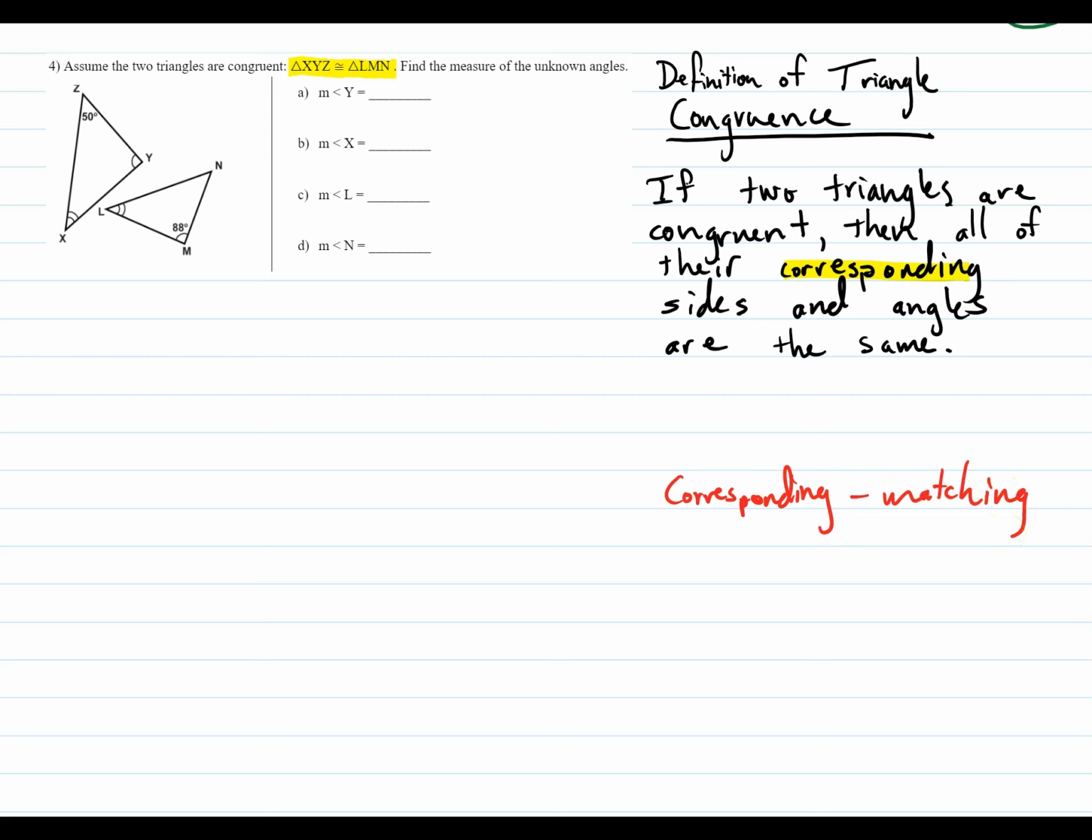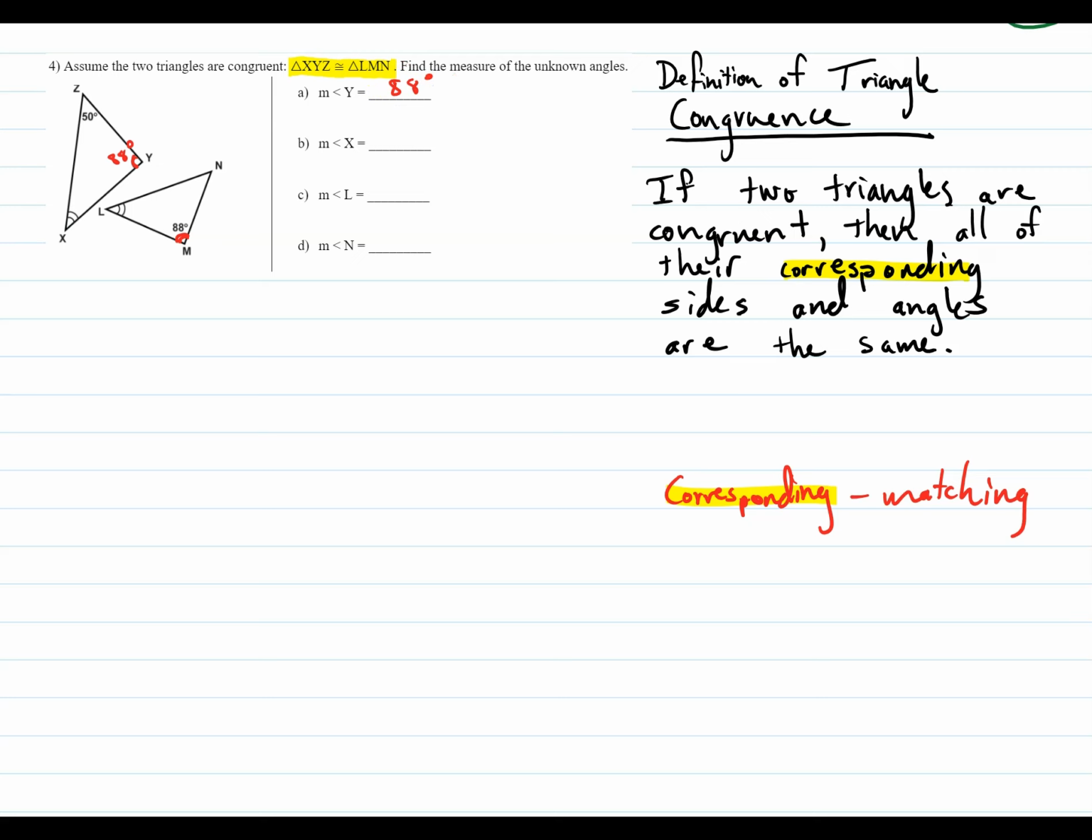Okay, so let's look at our two triangles. They're congruent. They are the same. So that means this angle with a single arc, which is angle M, corresponds in the other triangle with that angle with a single arc. So these two triangles are congruent, so that means these two angles are the same. They match. These are the corresponding parts. Angle M corresponds to angle Y. Angle Y is 88 degrees.